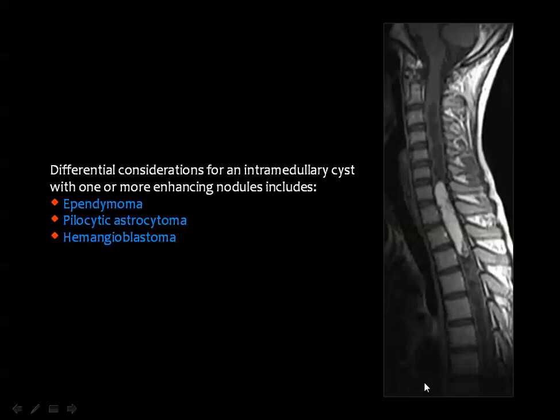Then if you see an intramedullary lesion, and this lesion has a cystic component and a solid component, then the differential diagnosis will include the ependymoma, the pilocytic astrocytoma, and the hemangioblastoma. In cases of ependymoma, this cystic component does not belong to the tumor. It is just a syrinx inside the spinal canal, and the tumor is this one. But in cases of pilocytic astrocytoma, the whole lesion is the tumor, and this cystic component is part of the neoplasm. And this is the same in cases of hemangioblastoma.